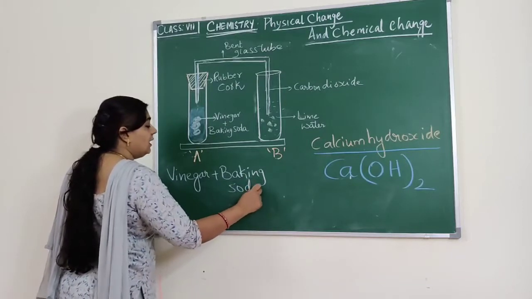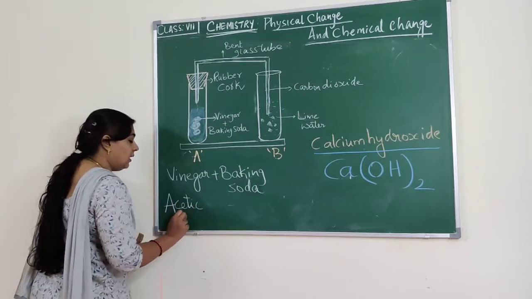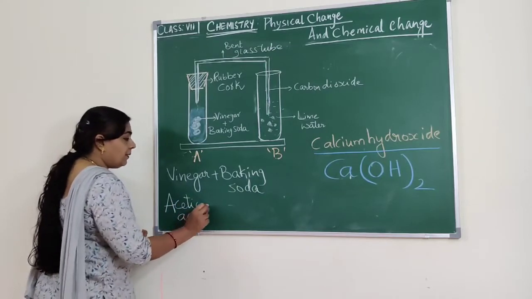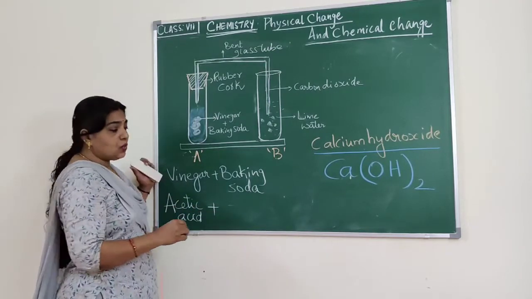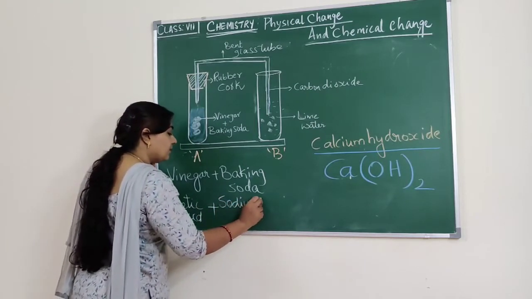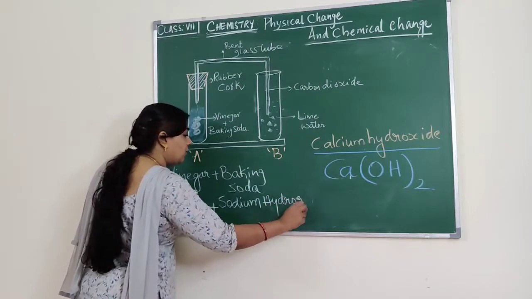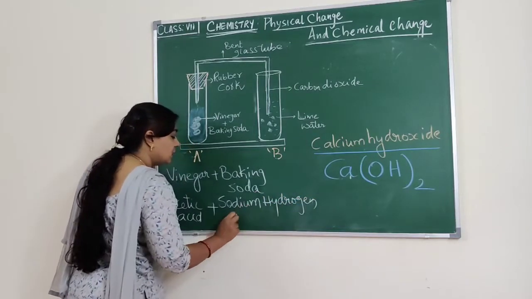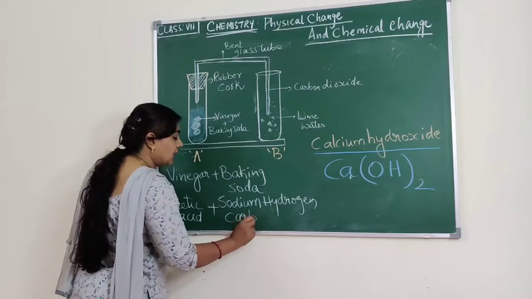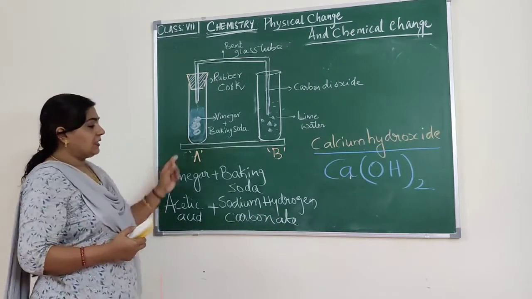Vinegar, otherwise called acetic acid. Vinegar contains an acid called acetic acid, and baking soda is called sodium bicarbonate, or it is also called sodium hydrogen carbonate. Okay. So here a reaction takes place.